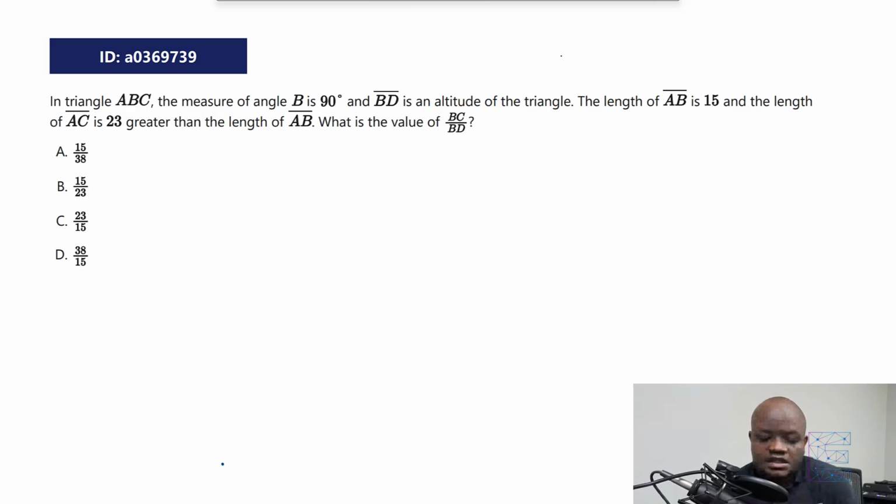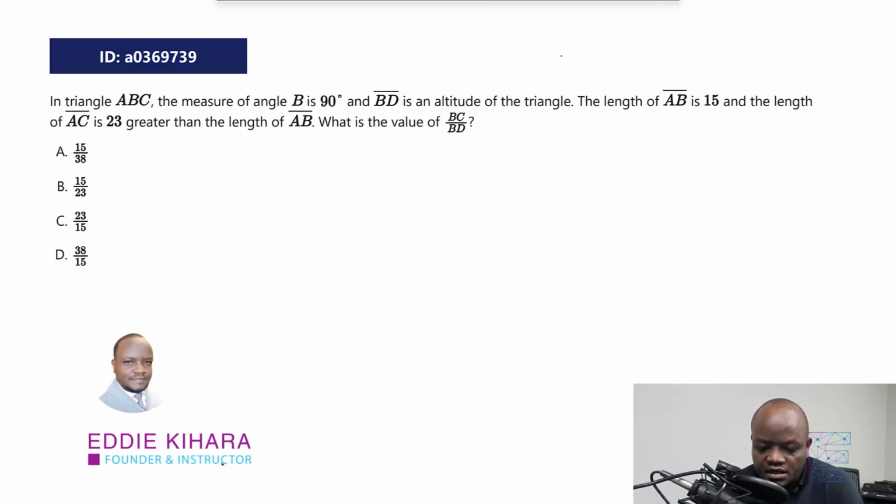In the triangle ABC, the measure of angle B is 90 degrees and BD is an altitude of the triangle. The length of AB is 15 and the length of AC is 23 greater than the length of AB. What is the value of BC over BD?